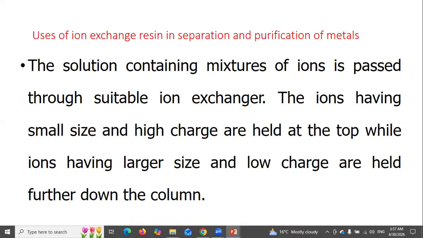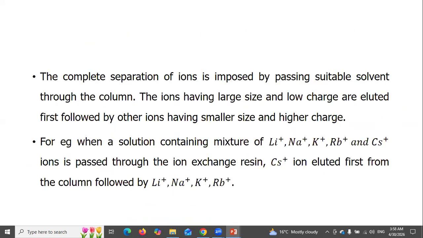Uses of ion exchange resin in separation and purification of metals. The solution containing mixtures of ions is passed through suitable ion exchanger. The ions having the small size and high charge are held at the top, while ions having the larger size and low charge are held further down the column.